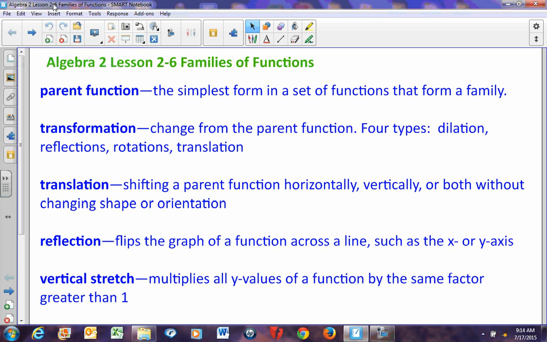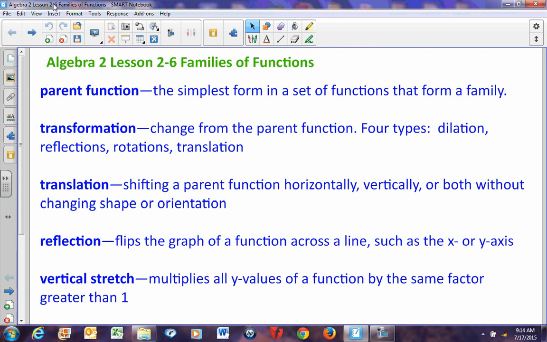This is Algebra 2, Lesson 2-6, Families of Functions. A parent function is the simplest form in a set of functions that form a family. For example, y equals x is the simplest form of a linear family. A transformation is a change from the parent function. There are 4 types of transformations: a dilation, a reflection, a rotation, and a translation.